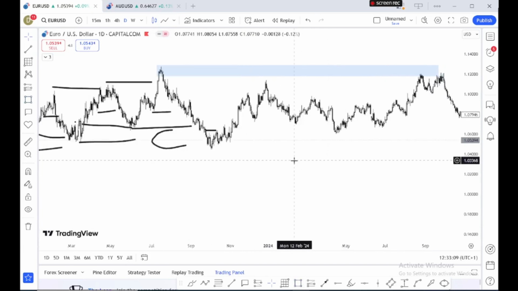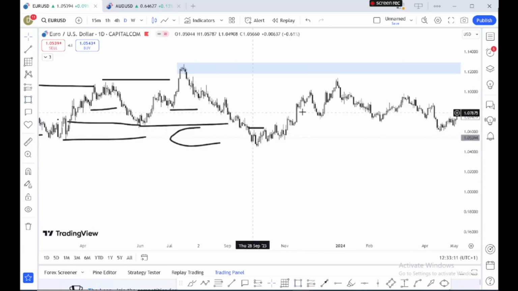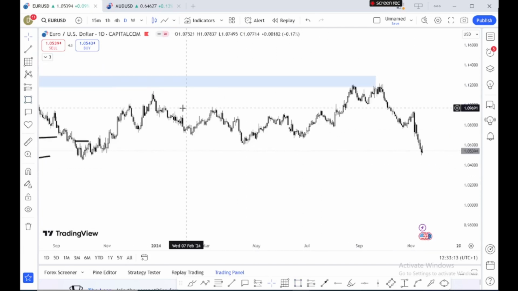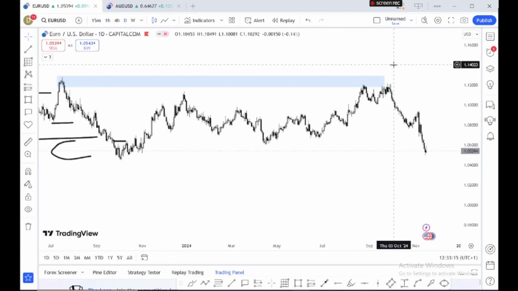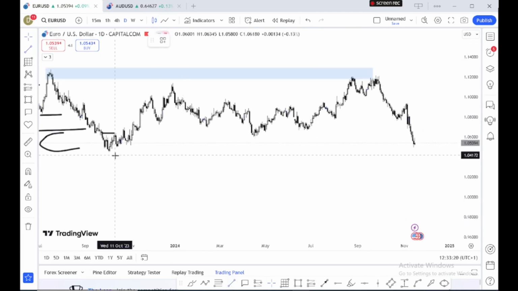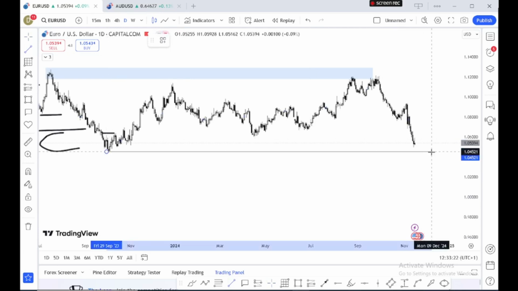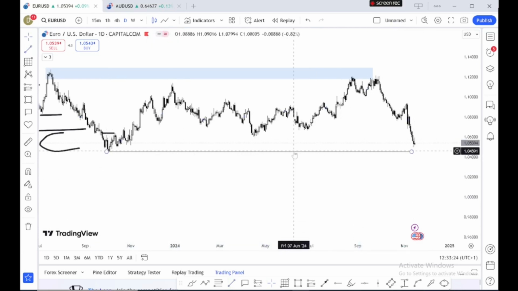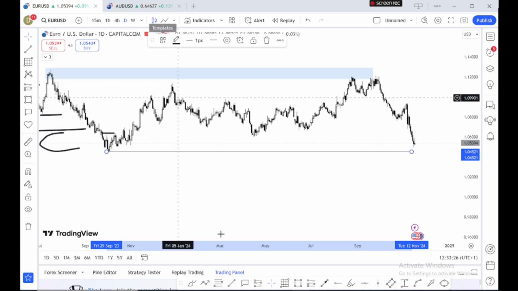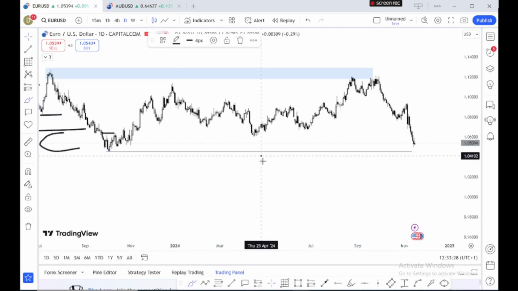So inducement, all these are just internal noise. Then you see immediately market got to extreme. Boom. So in this trade, once we take out this low, it means that we have a daily break of structure like this. It means we have daily break of structure.